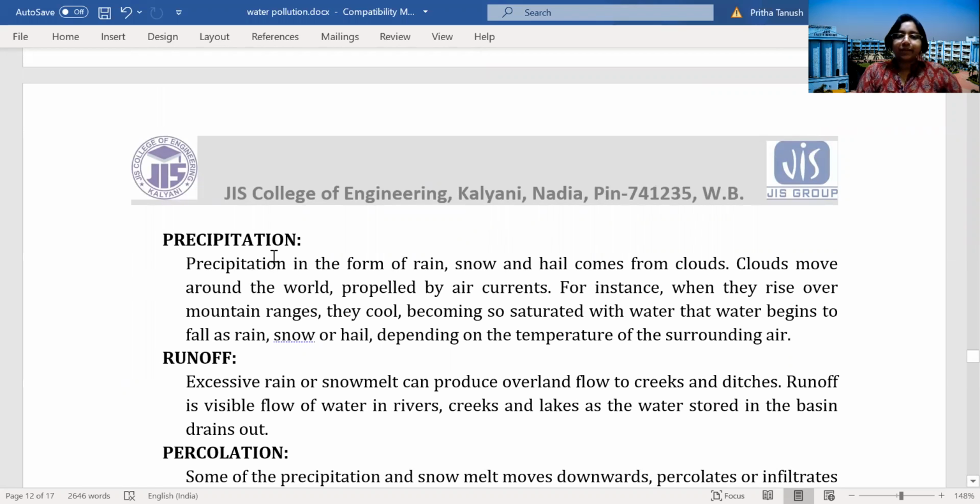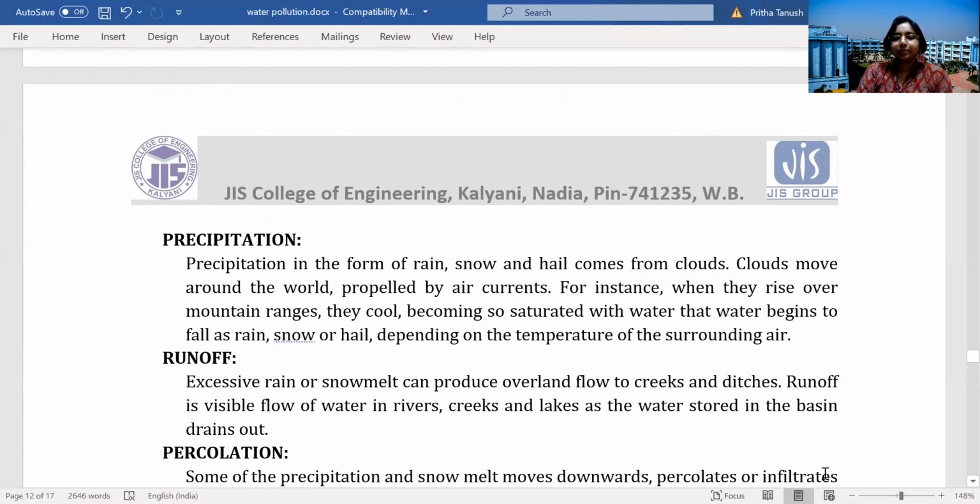Okay, so next is precipitation. Precipitation is mainly rainfall. Precipitation in the form of rain, or it may also be in the form of snow and hail, comes from clouds. Clouds move around the world propelled by air currents. They move from one place to another. So say if there is a mountain, it will rise over, and they will cool down, and it will be converted into raindrops and will come down.